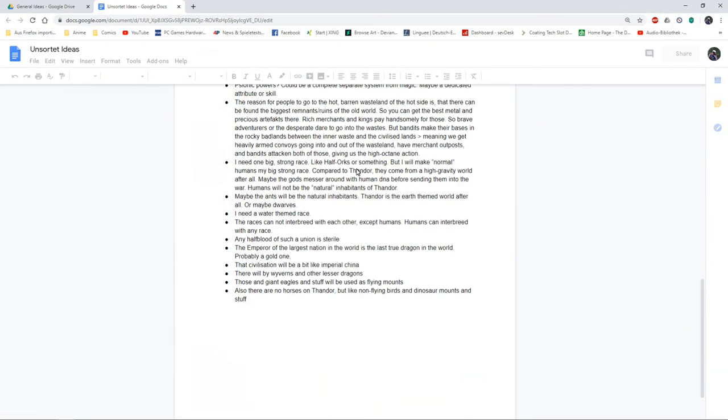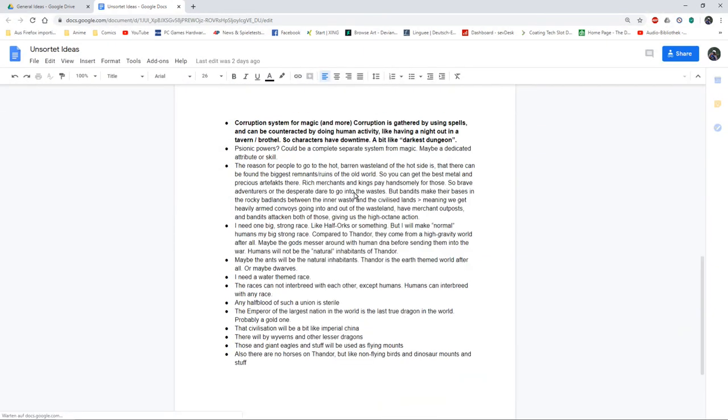So this week I've updated the general unsorted ideas. Just some things that came up during research, like I won't have half-orcs. Instead, I will have humans take the half-orc place, being the biggest, strongest race the players can be. There will only be one dragon left in the world, the last dragon, and he will probably be a gold dragon, emperor of the largest nation in the world.